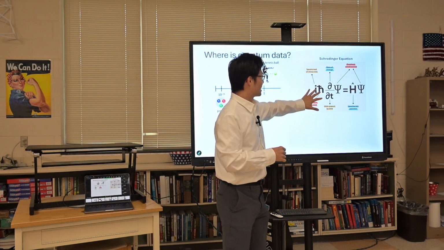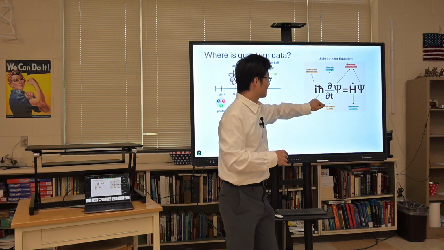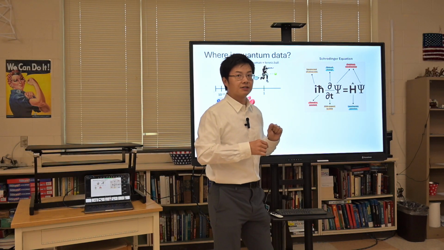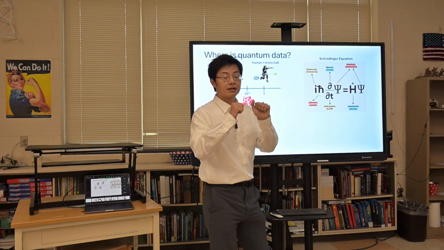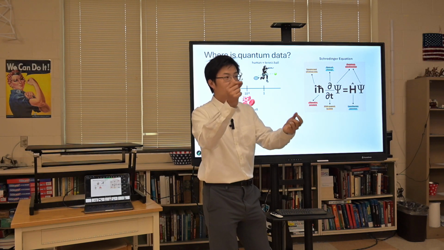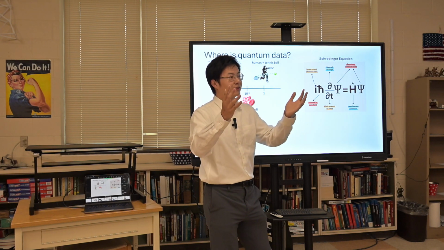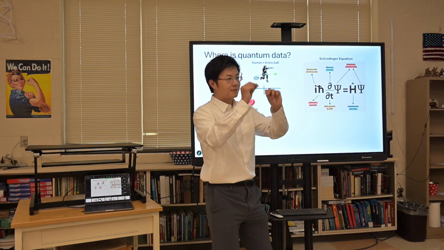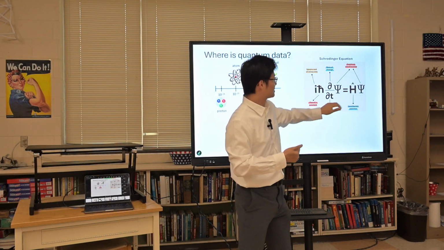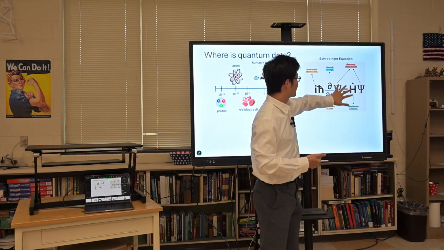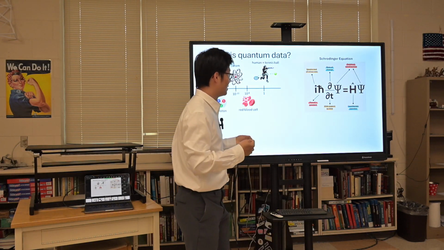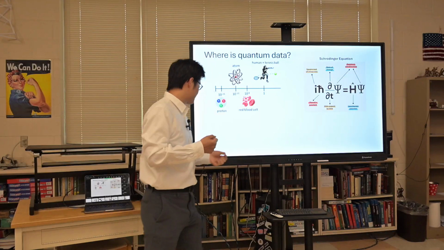If you can solve this equation for a given Hamiltonian, and this Hamiltonian describes the character of your system, for example, how particles interact, if you have two atoms, how does an atom and an electron interact, that information is given by H. Then you just have to solve this equation, and that will tell you all the information you want about quantum systems.